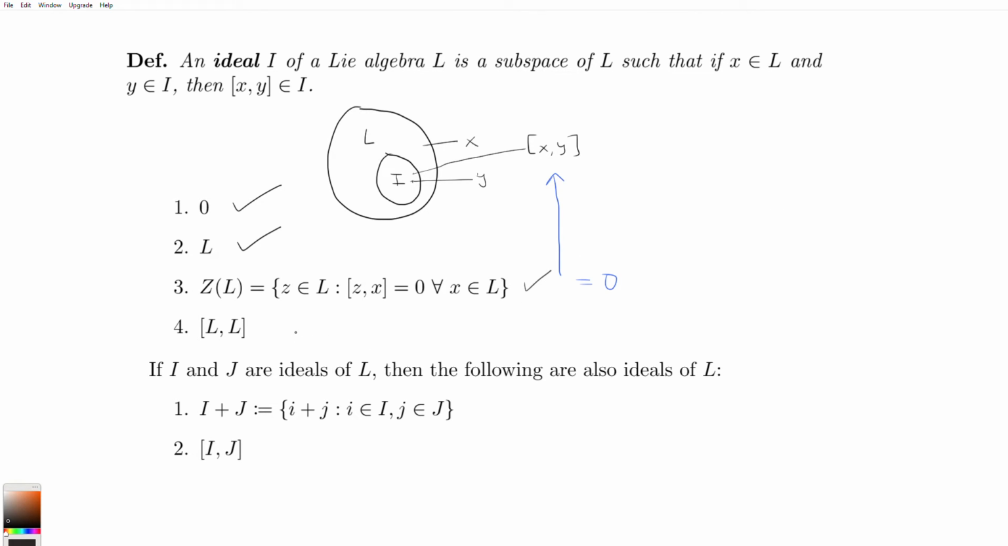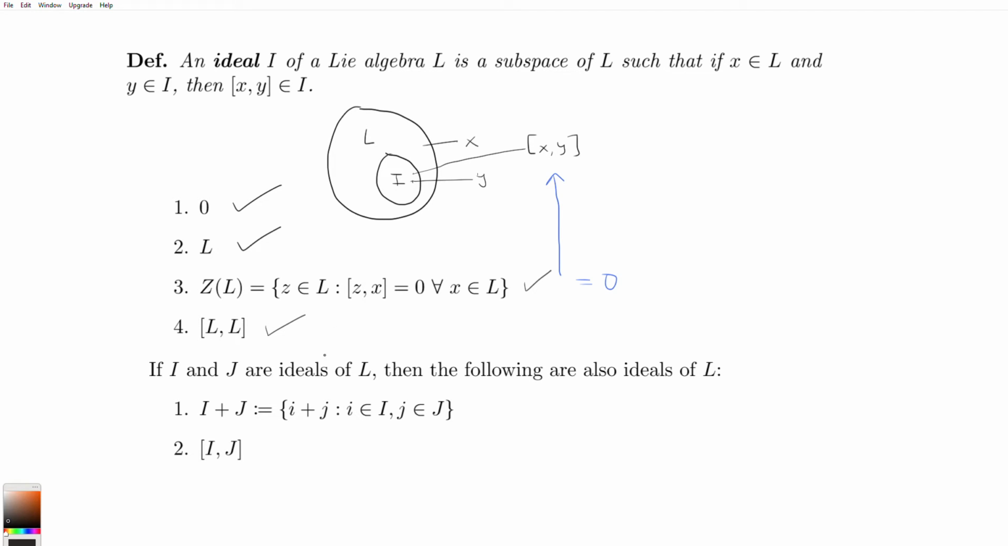And then the last thing here we just talked about is the derived algebra. The derived algebra is an ideal of L. Now, as we saw earlier, it may not necessarily be a proper ideal. It could be 0 or L, but it is still an ideal under this definition because it's the span of all the commutators by definition. If you're a commutator, you sit inside of L bracket L, and so this guy is an ideal.